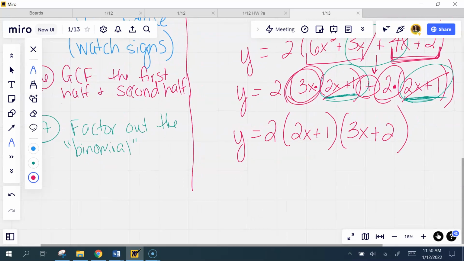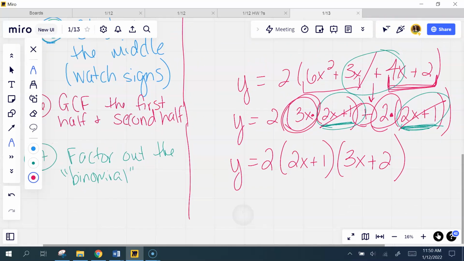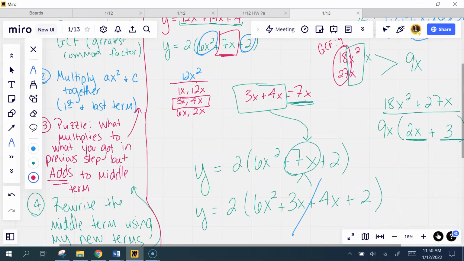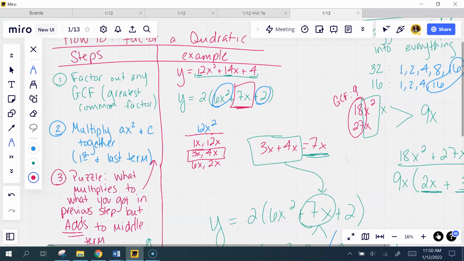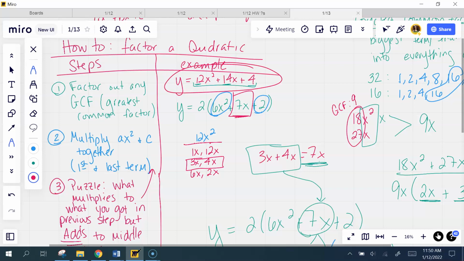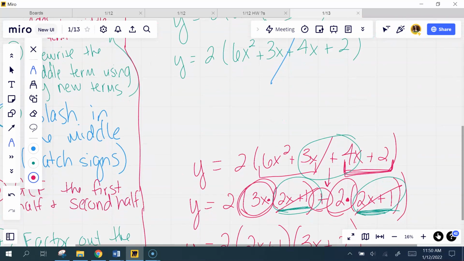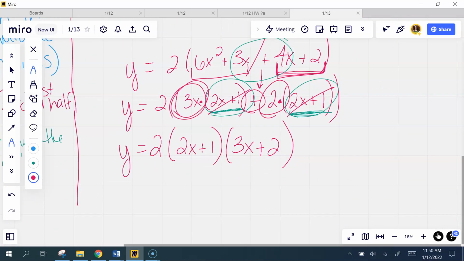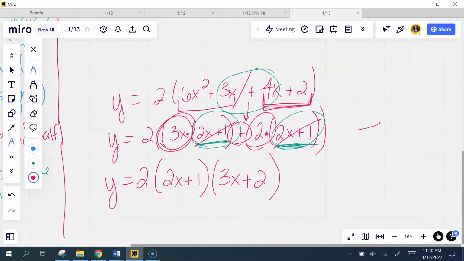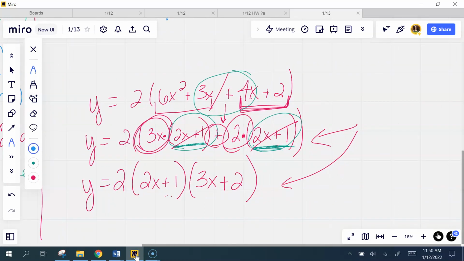If you FOIL this out or multiply it out or distribute it out, you will find that you come back to 12x squared plus 14x plus 4. Now, in doing this for many years, I know that this is usually the step that confuses students because you don't understand why it's written twice here but only once here. And here's how I want you to think about this. You have 2 times 3x. Let me just rewrite what we had here.